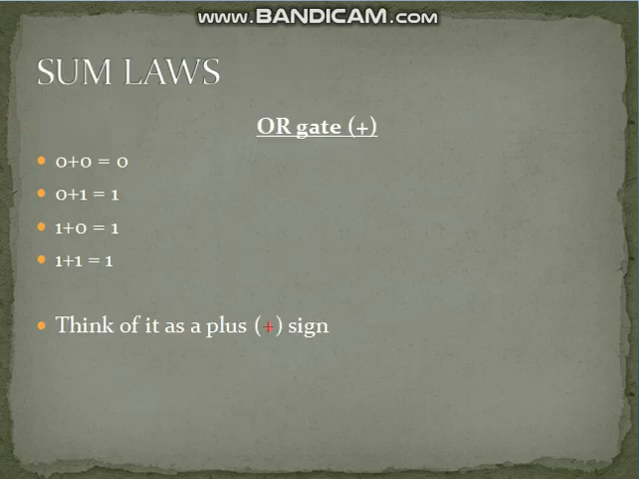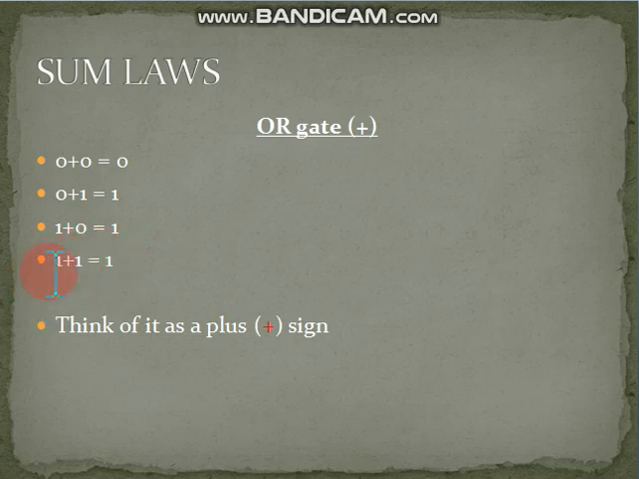And then moving on, we look at the sum laws. We start with numbers as well. When you're looking at the sum laws, look at the OR gate as a plus sign, like an addition sign. So here we do normal calculations. 0 plus 0 is 0. 0 plus 1 is 1. 1 plus 0 is 1. And 1 plus 1, normally it will be 2, but in Boolean algebra it's just going to be 1. Okay, so this is it.